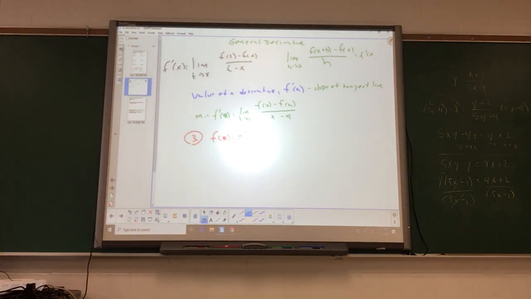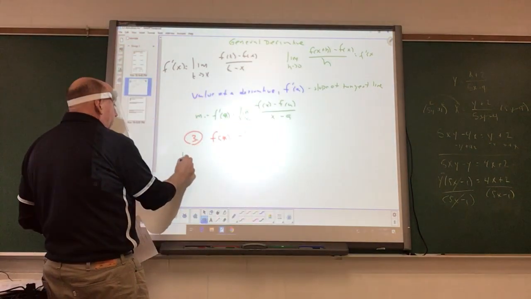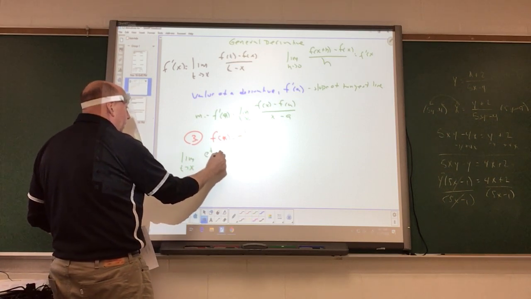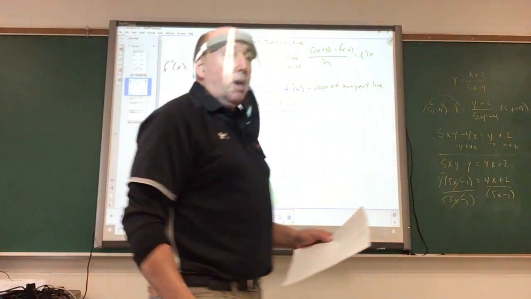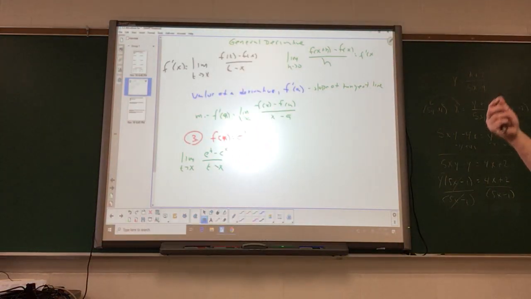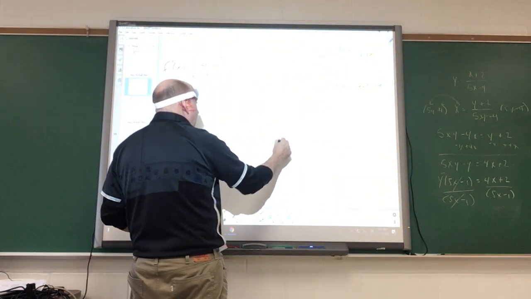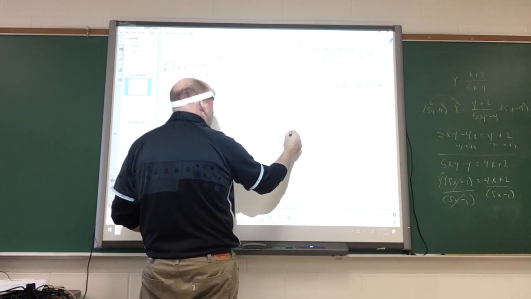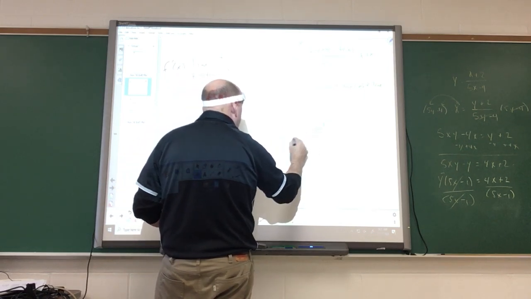Now, if we use f of t minus f of x over t minus x, f of t is e to the t minus e to the x over t minus x, and we have problems with that because we don't know how to simplify that. So we go to the alternate definition. The limit as h approaches 0 of f of x plus h. So we have e to the x plus h minus e to the x over h.